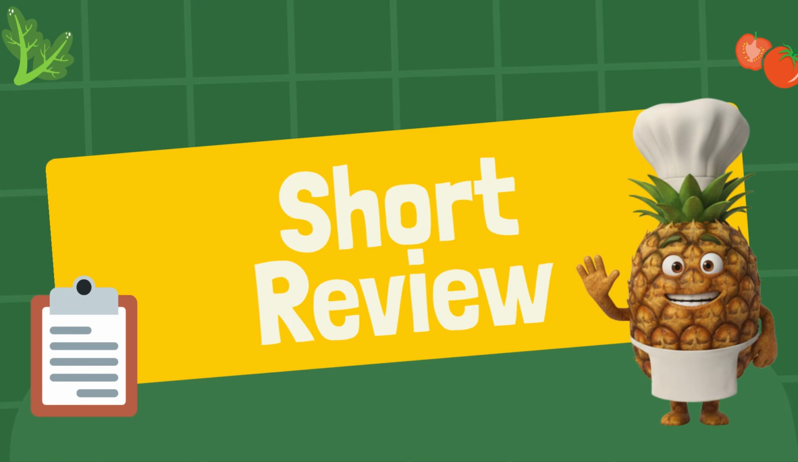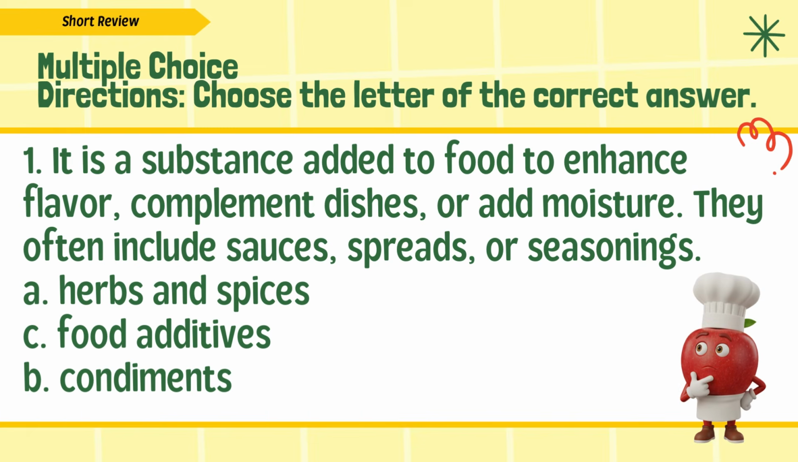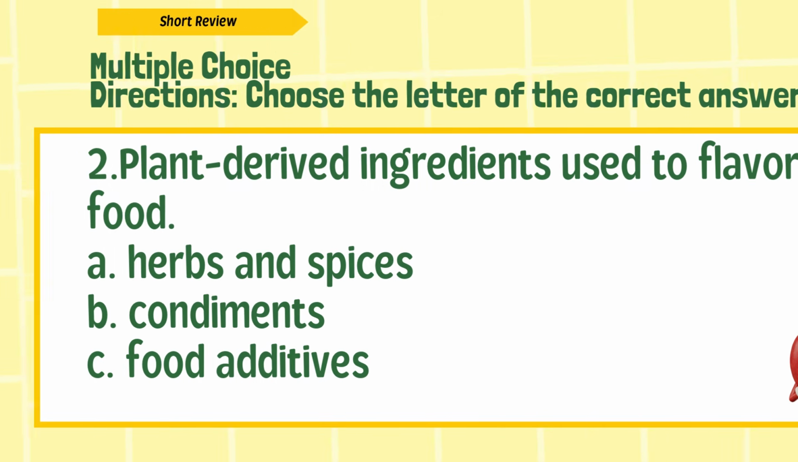Short review. Directions: choose the letter of the correct answer. 1. It is a substance added to food to enhance flavor, complement dishes, or add moisture. They often include sauces, spreads, or seasonings. A. Herbs and spices. B. Condiments. C. Food additives.